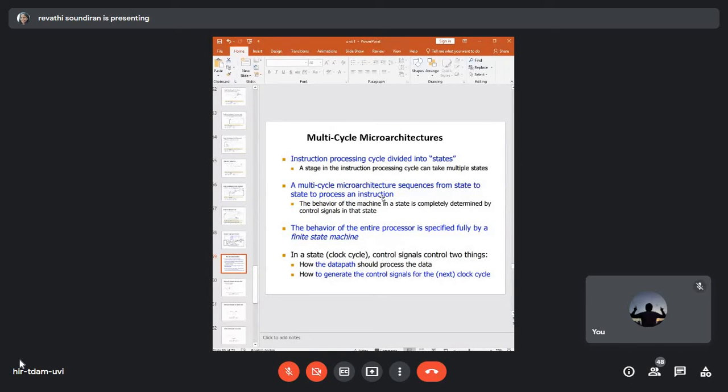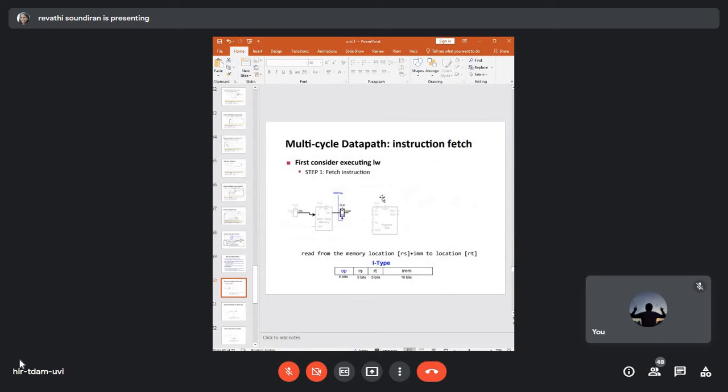In a state, two things happen. We've already seen the two entities. In a state, the control signals control two things. One is how the data should be processed, and the other is that it is going to generate the control signals for the next clock cycle. That is what is going to happen in the multi-cycle microarchitecture. We'll take the typical example of the load word, LW, operation.